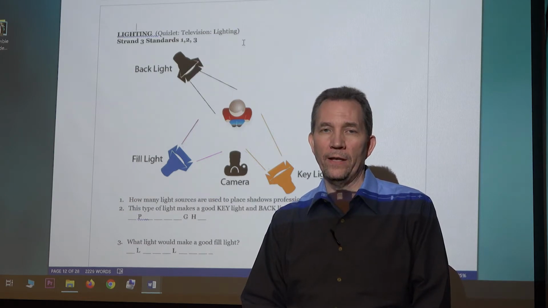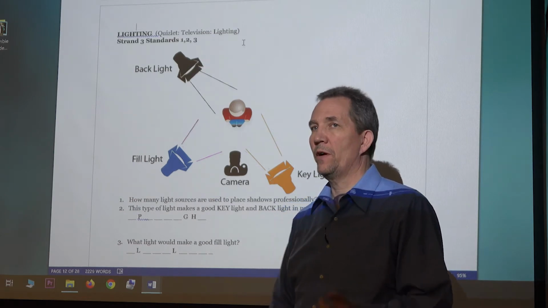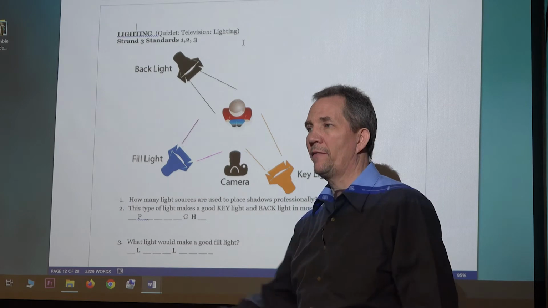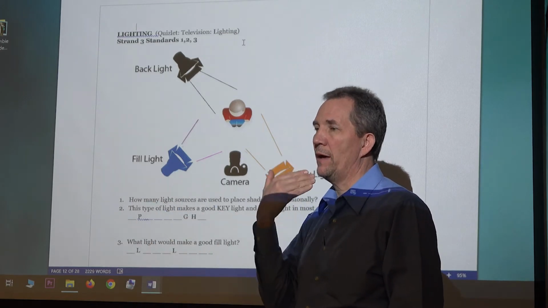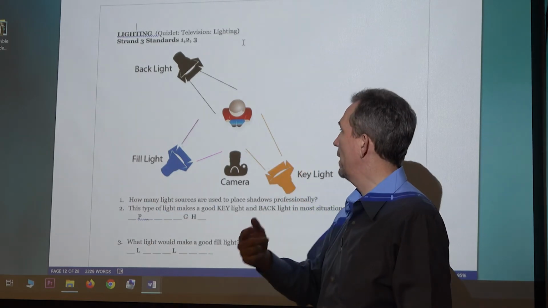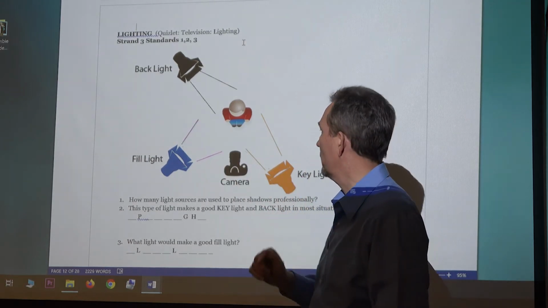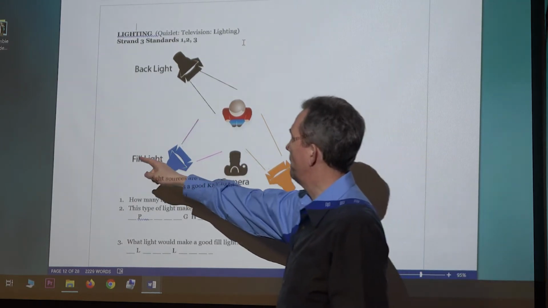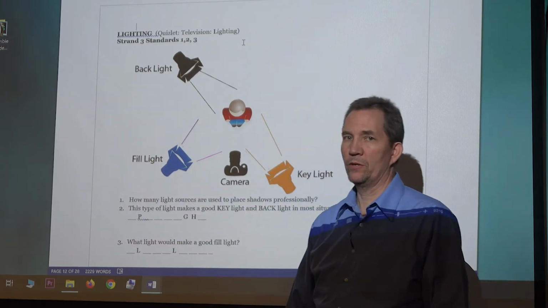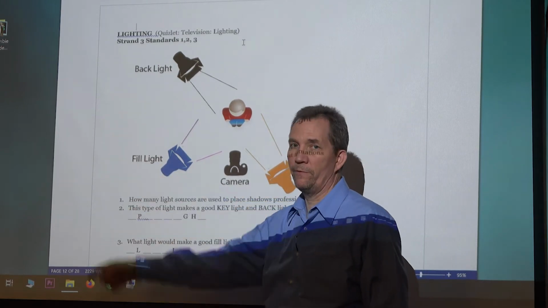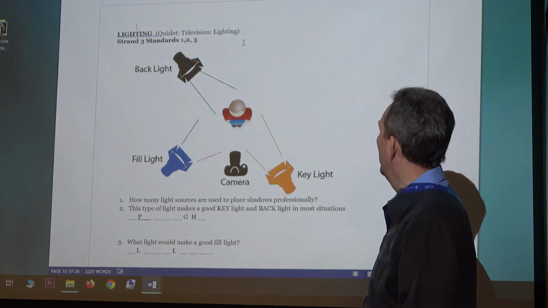Then you fill in the shadows. So if I'm being lit on this side, I've got to be lit with all the shadows that you'd have on this side of my face. I might have a little bit of bounce off of here, but otherwise this side of my face would be pretty dark. And that's when you use a fill light. Because what are you doing? You're filling in the shadows.